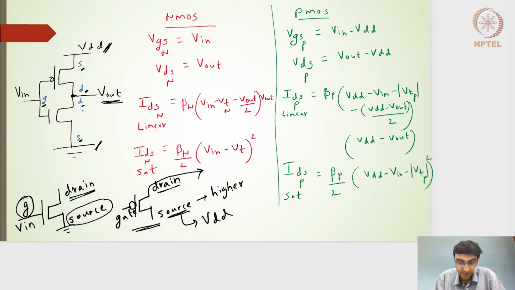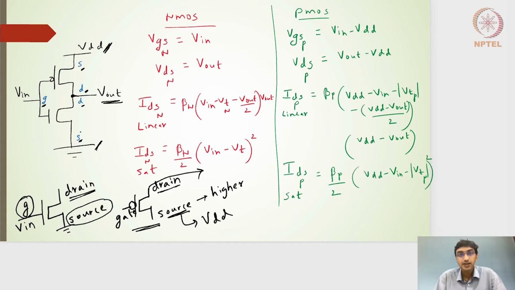So that's how we have labeled the source, drain, and gate terminals for the PMOS and NMOS transistors, which are in series. Although the gates are tied together, the drain terminals of both NMOS and PMOS are actually connected in series.